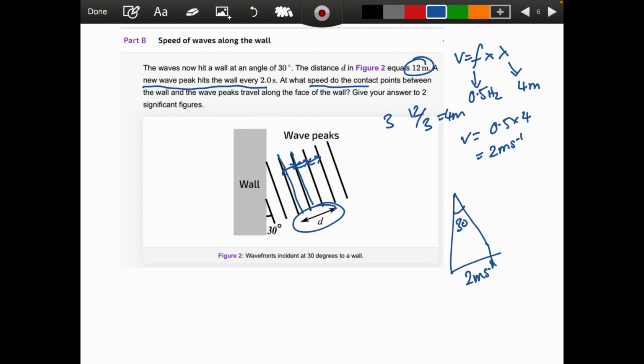So what we can do is we know our opposite, we know our angle, so we can use trigonometry, and we know that the sine of the angle equals the opposite over the hypotenuse. We want to work out the hypotenuse. So we're going to rearrange that to give us 2 over sine 30, which gives us an answer of 4, and it's a velocity, so it's 4 meters per second.